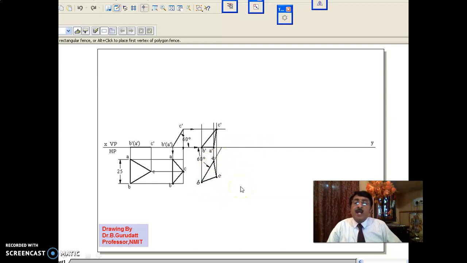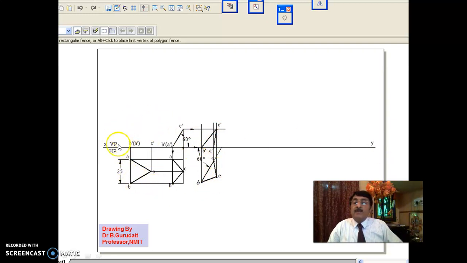Anyway, these things I'll tell you in a detailed way in the next sessions. In sessions to come, there are so many things to be done, but be careful. This is the basic problem. Now, looking at the front and top view only, you should know what exactly the problem is.